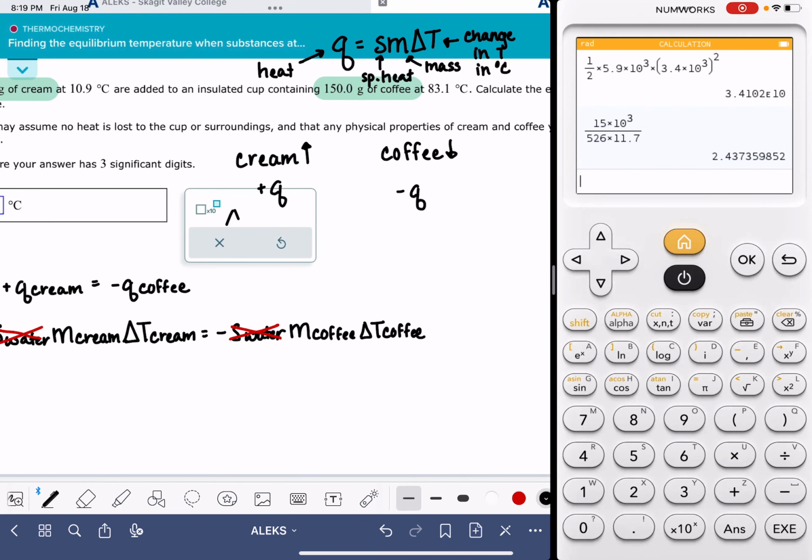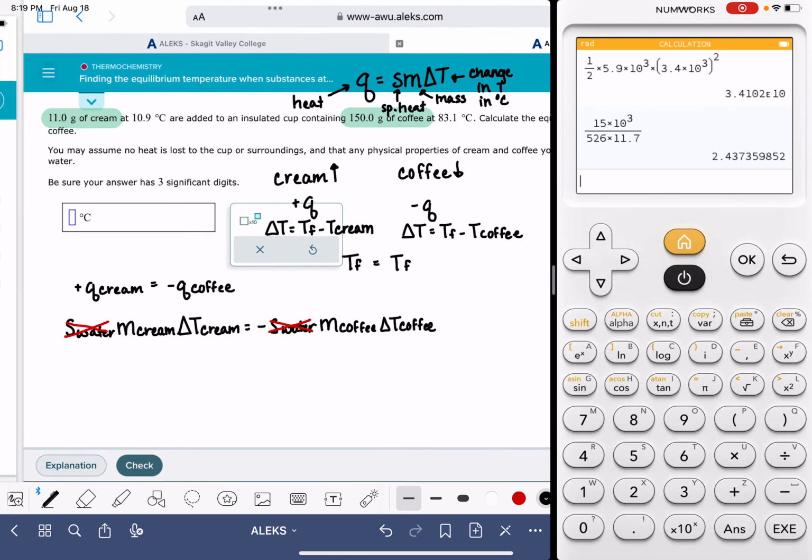So let's see where we're going to fit this. For the cream, the change in temperature is going to be the final temperature minus the initial temperature. Instead of writing initial temperature, I'm going to write the temperature of the cream. And for the coffee, the change in temperature is the final minus the initial temperature, which I'm going to write as temperature of coffee. T final is the value that we're trying to calculate. The final temperature is the temperature that they both come to together. So the value of T final for the cream is equal to the value of T final for the coffee. That is going to be exactly the same.